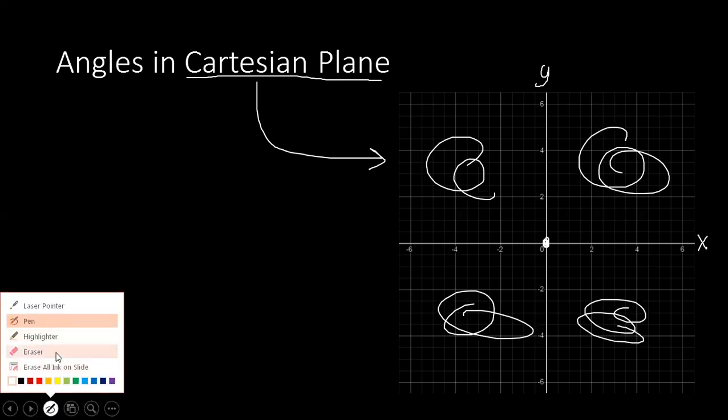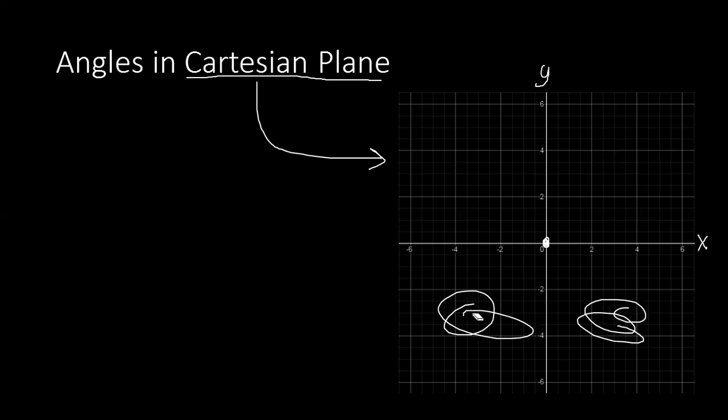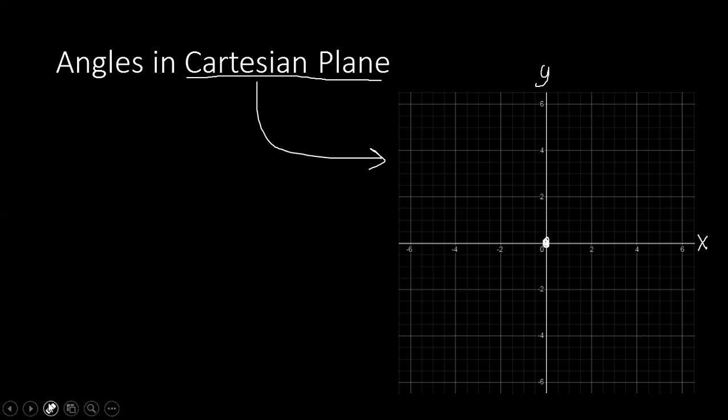So let me name these quadrants. We have this one, the first quadrant, the top left, the second quadrant, third, which is on the bottom left, is the third quadrant, and the fourth, which is located on the bottom right, this is the fourth quadrant. Okay, so here's the thing though.